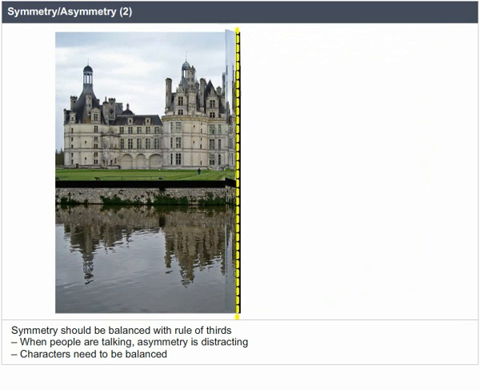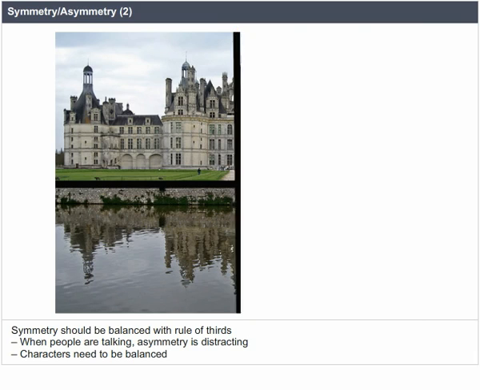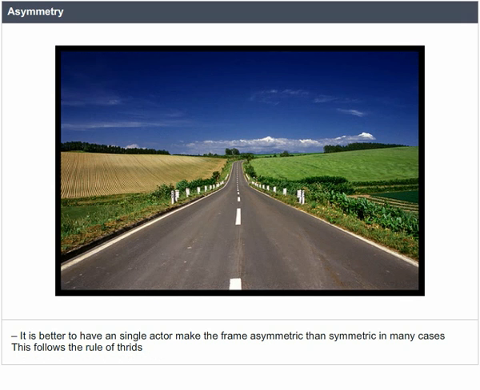When people are talking, asymmetry is distracting. Characters need to be balanced. Asymmetry. It is better to have a single actor make the frame asymmetric than symmetric in many cases. This follows the rule of thirds.